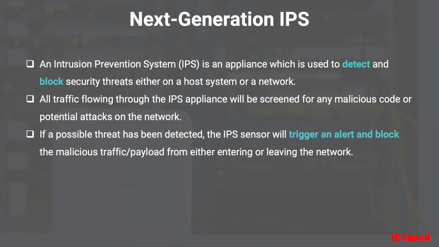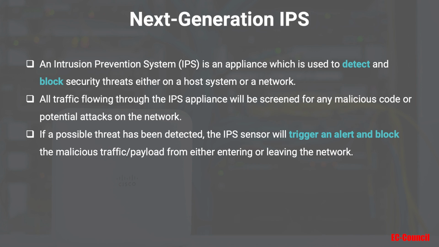Another important security appliance is known as the next generation IPS. IPS is an intrusion prevention system. This is an appliance that is used to detect and block security threats either on a host system or on a network. All traffic flowing through an IPS appliance will be screened for any malicious code or potential threat that may try to enter or leave your network.